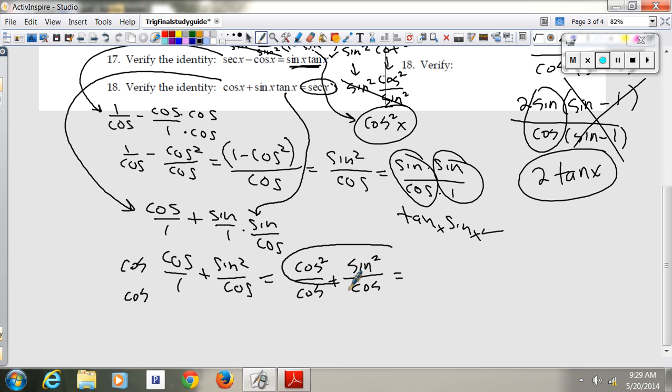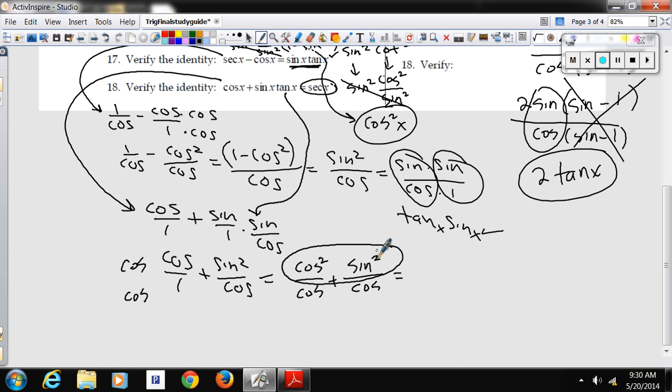Look at that. That's an identity. That's on that little paper. Sine squared plus cosine squared equals 1. So you're just going to have 1 over cosine, which is secant. And it would check. Yes.